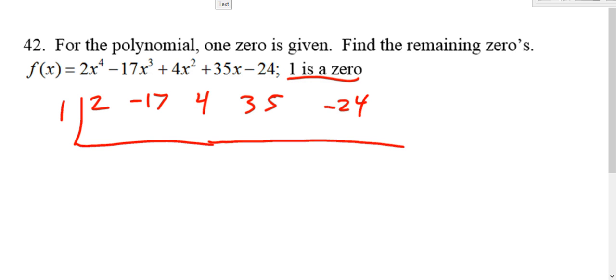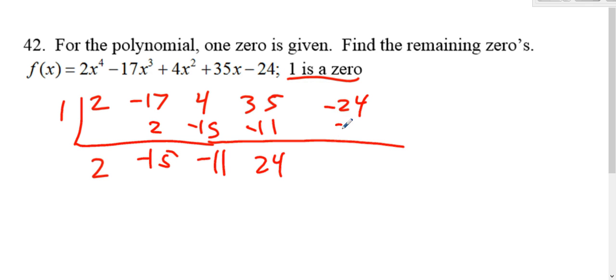So whatever we're left over after we do synthetic division will tell us we'll have the remaining 3 zeros in it. So 2, negative 15, the remainder of 0 just means, yes, it is a 0, so we expected that.